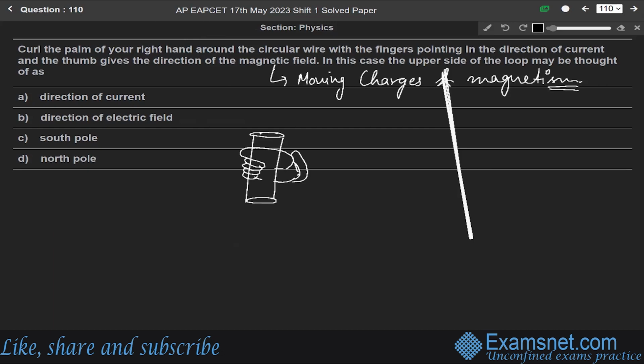according to the right hand thumb rule, when we curl the palm of the right hand around the circular wire with the fingers pointing in the direction of current, the thumb gives the direction of the magnetic field. In this situation, current in the upper side of the loop will be in the anti-clockwise direction. Okay, so the current will be in anti-clockwise direction, and hence the upper side of the loop may be thought of as the north pole. So the correct option is option D, that is north pole.